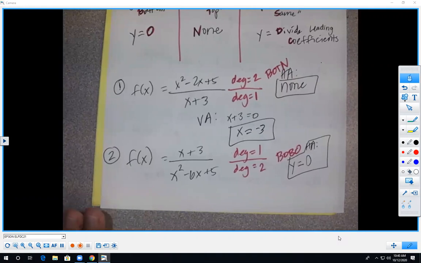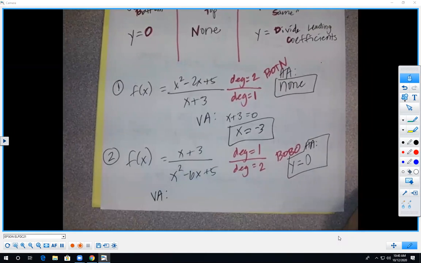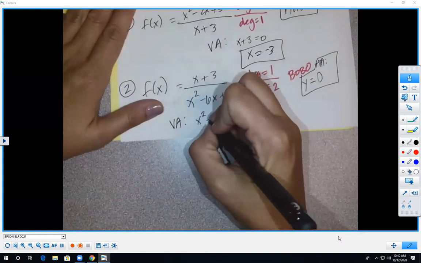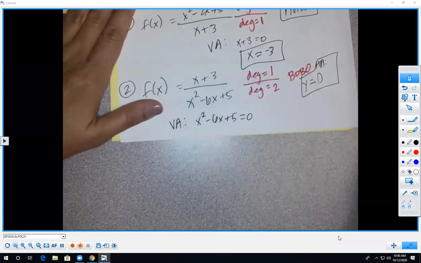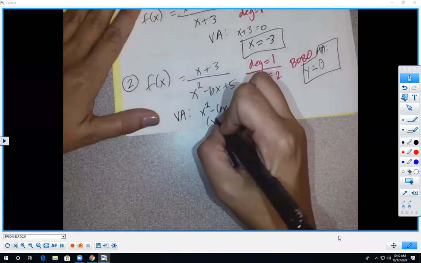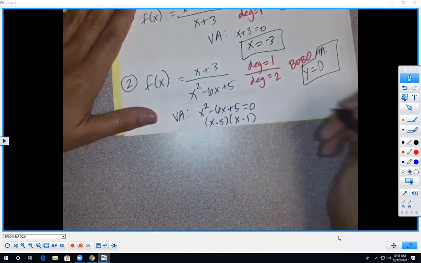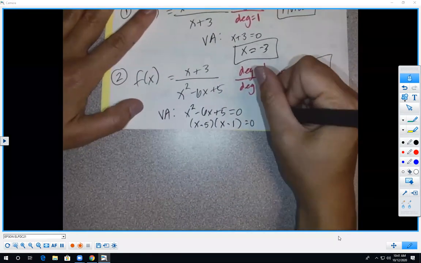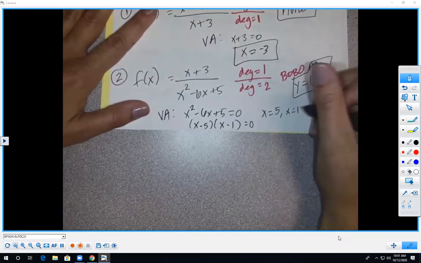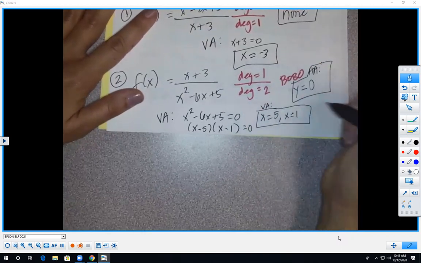Okay, let's go ahead and do the vertical asymptote for this one. This one's a little bit more difficult. How do we do a vertical asymptote here? Set the bottom equal to 0 and solve. X squared minus 6x plus 5 equals 0. I have to factor that. What does that factor into? X minus 5, x minus 1. When I set both of those equal to 0, what are my two vertical asymptotes? Positive 5 and positive 1. So that's four vertical asymptotes.